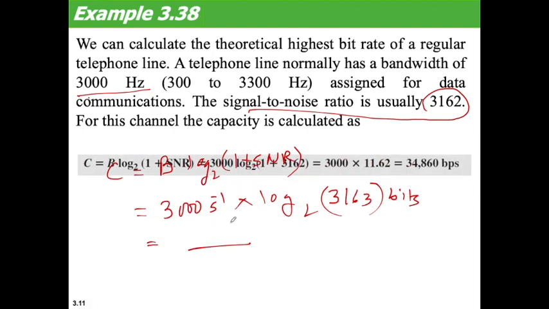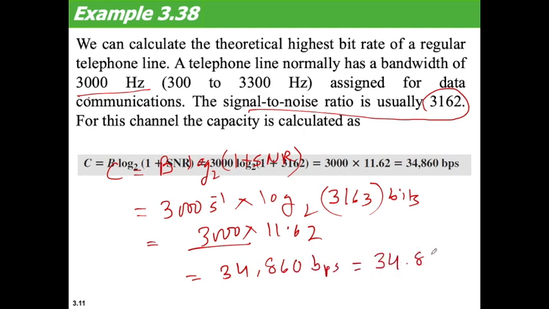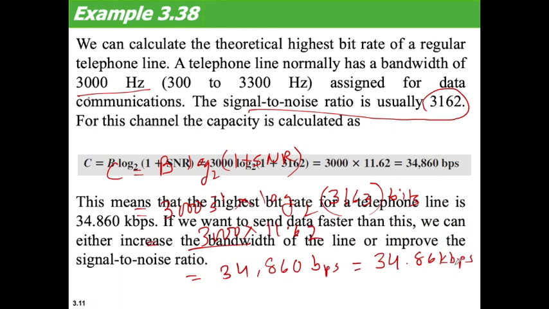So the value is what? The value is 3000 times 11.62, which is 34,860 bits per second, which can be written as 34.86 kbps, right? Simple. So if we want to send data faster than this, we can increase the bandwidth or we can improve the signal to noise ratio. In both cases, the data rate will be higher.